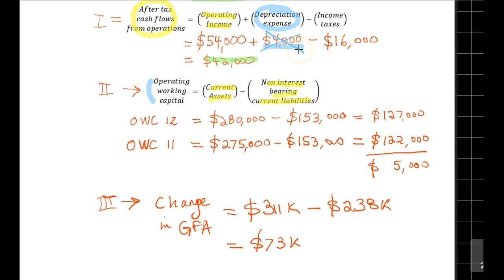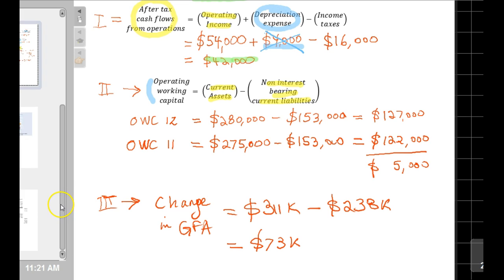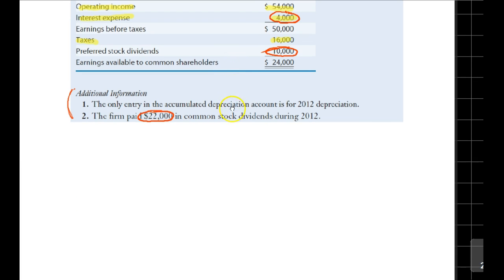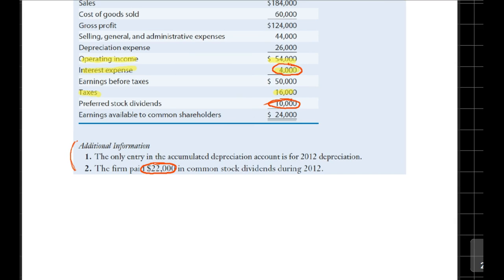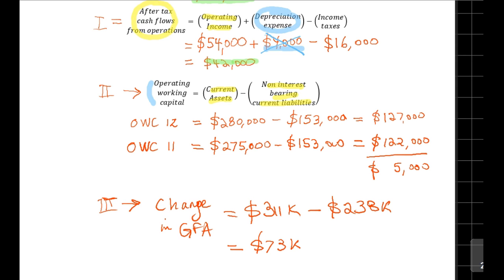So it's not 4,000. Rather, if you look at your income statement, let me quickly do that. Our income statement is actually showing us clearly that our depreciation expense was $26,000. So now it's time to make a correction on that. So I'll just do it here. That figure should have been $26,000, and that would have increased our after-tax cash flows from operations by an amount of $22,000 all the way up to $64,000.